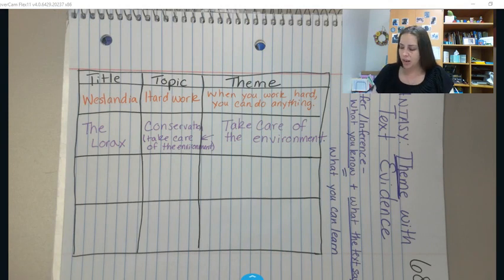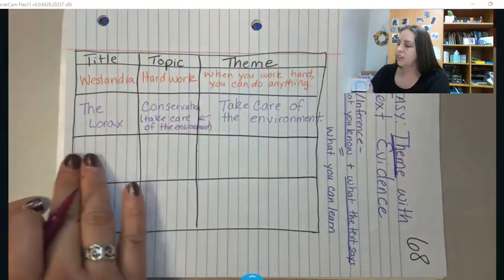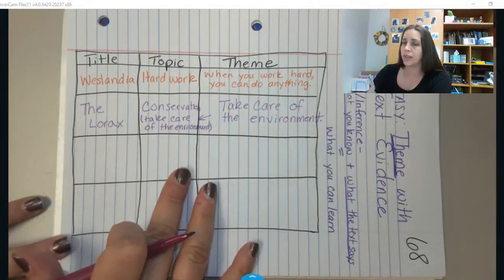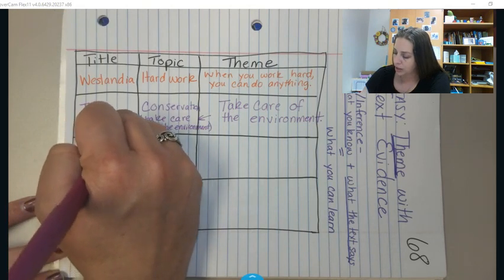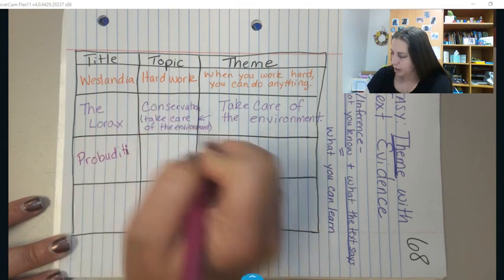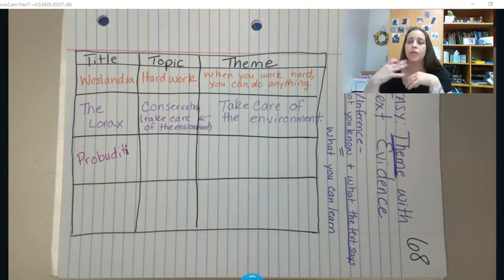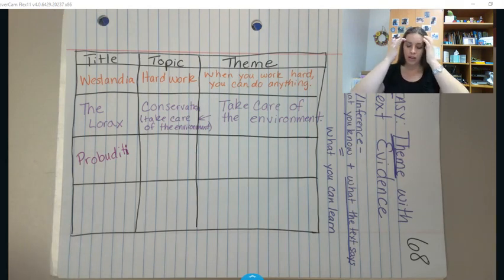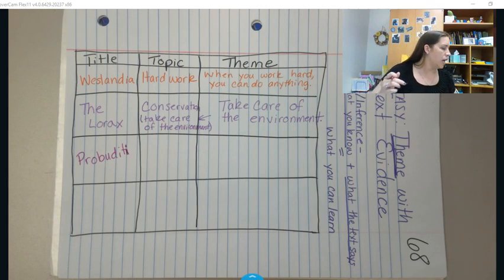All right, our next book that we're going to talk about, and I know I'm going through these kind of fast, but this really should be a review for theme for you since we've done it so often this year. So our next book is going to be Probuditti. I'm going to think about what the text says. What does the text talk about? Well, it talks about the main character not being nice to his sister, Trudy.